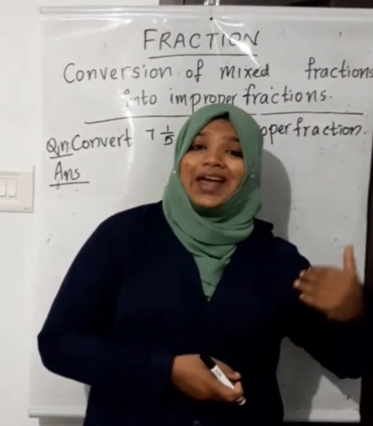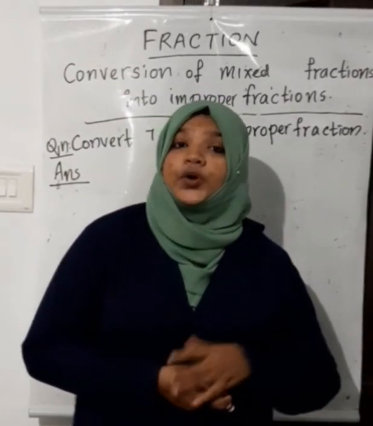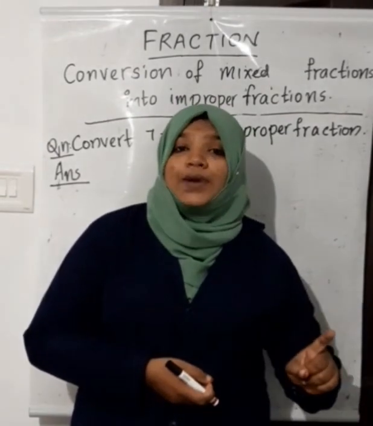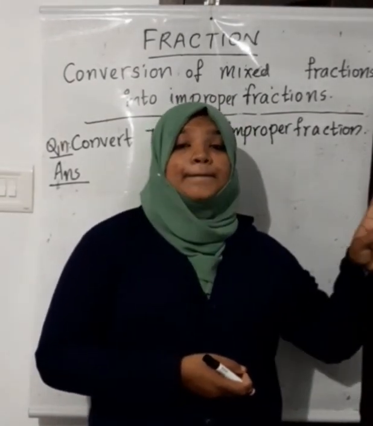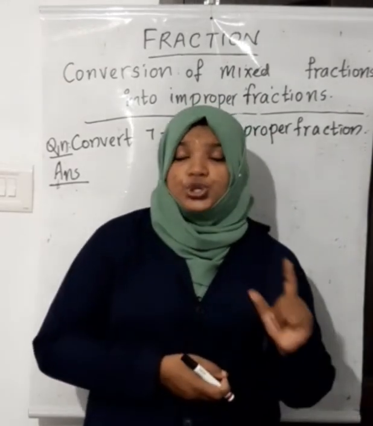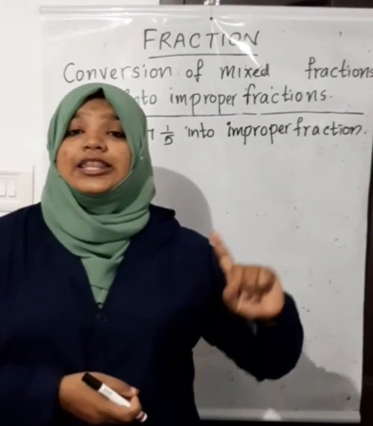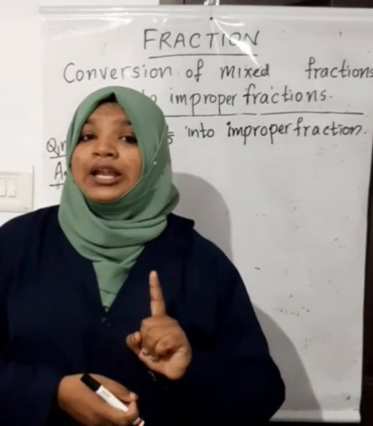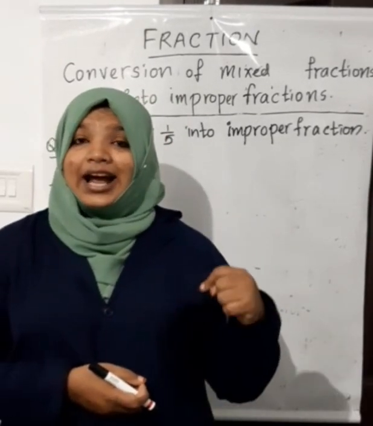To convert a mixed fraction into an improper fraction, what should you do first? Multiply the whole number of the mixed fraction by its denominator and then add the numerator.